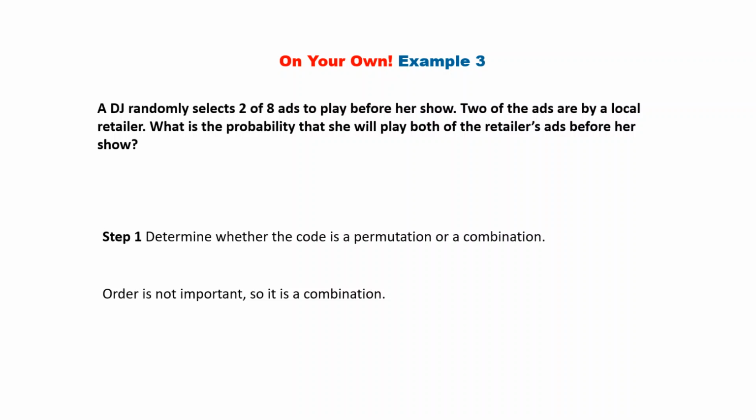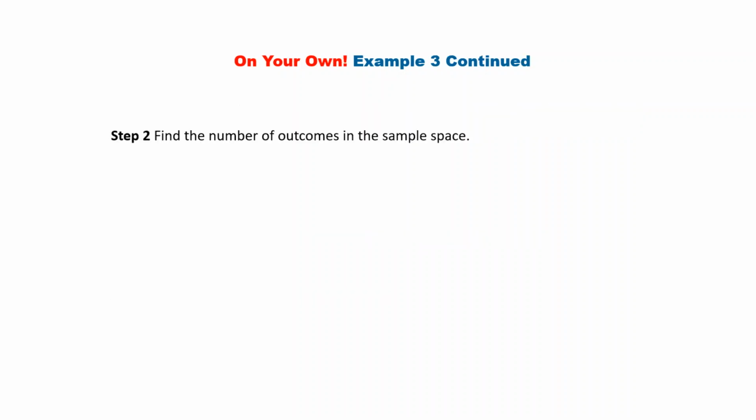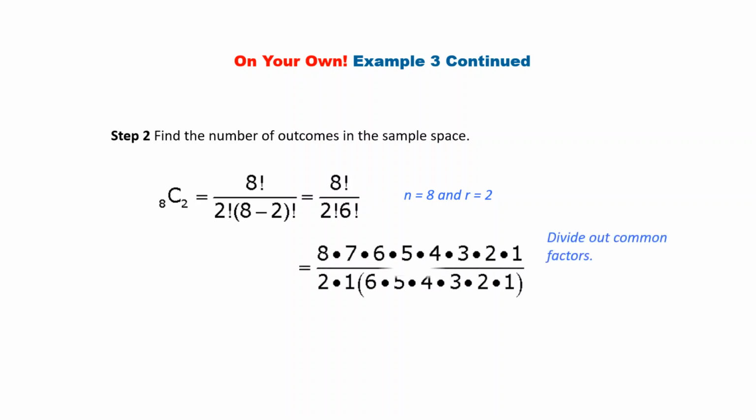And order is not important here, so it's a combination. All right, so step 2, we're going to find the total number of outcomes in the sample space. So we're going to use our information on how to find a combination, and we can just fill that into our equation that we learned. And when we do, we just have to divide out the common factors, and we're left with 8 times 7 over 2 times 1.